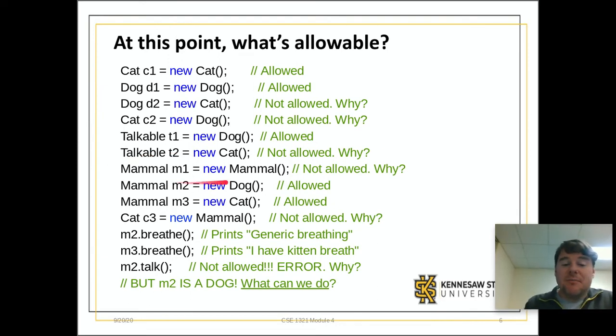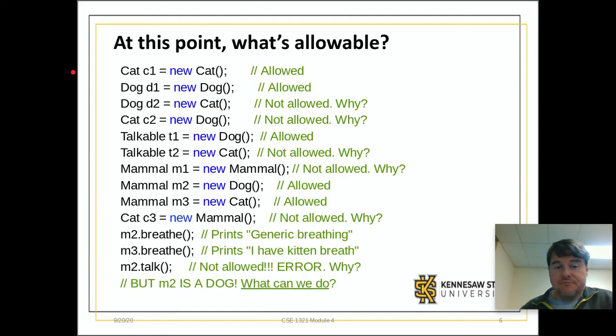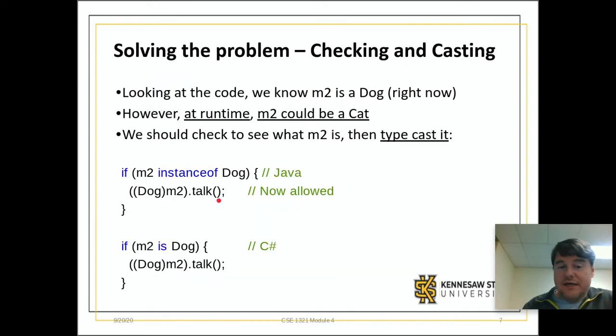All right, mammal M1 gets new mammal. That is not allowed. Why? Well, there's one reason. Right here, the word abstract. If the word abstract were not there, this would absolutely work. But because the word abstract is here, I cannot make an instance of mammal. Not allowed. All right, but we can do these two. Mammal M2 equals new dog, mammal M3 equals new cat. Why?